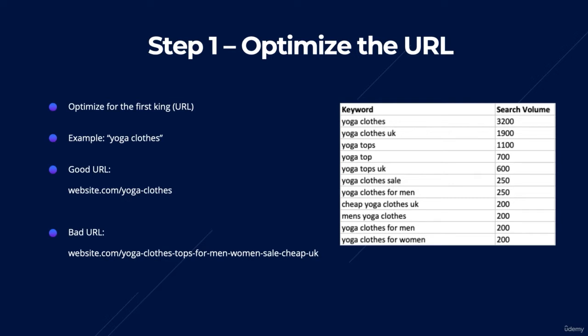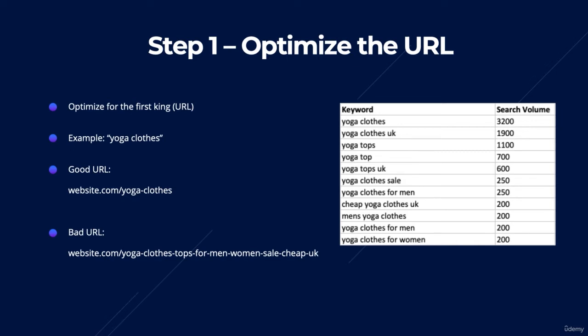I've already sorted our keywords in order of the most monthly searches, so finding the biggest keyword is a simple task. We can easily see that the biggest keyword is yoga clothes with 3,200 searches a month. As this is our biggest keyword, we want to include it in our URL. So a good example of a URL would be website.com/yoga clothes.